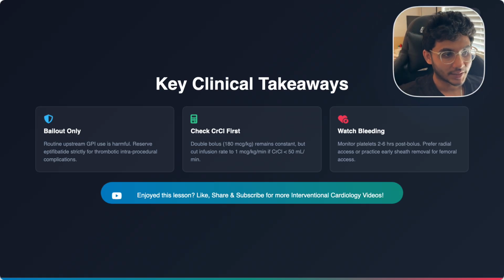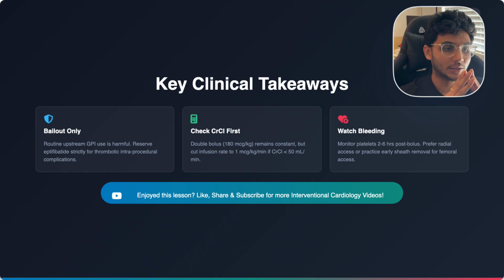So, key clinical takeaways out of this: bailout is only used in specific cases where you have PCI that might be complicated by large thrombus or no flow or slow flow phenomena. Start with boluses, and use the infusion based on the renal function of the patient and continue it for at least 12 hours. Get platelet levels every 2 to 6 hours just to make sure you're not going into thrombocytopenia. And you can always give platelets if that happens to the patient.